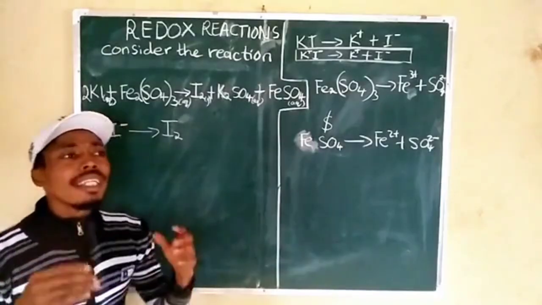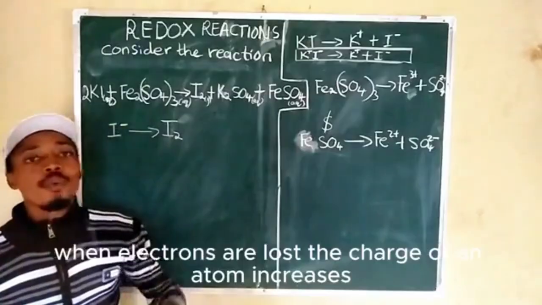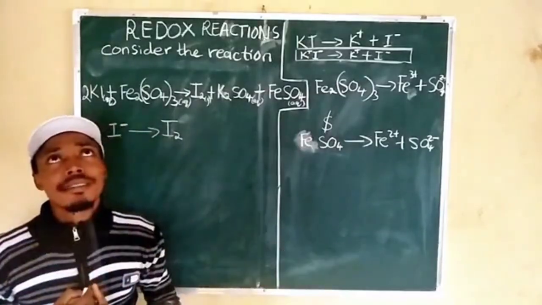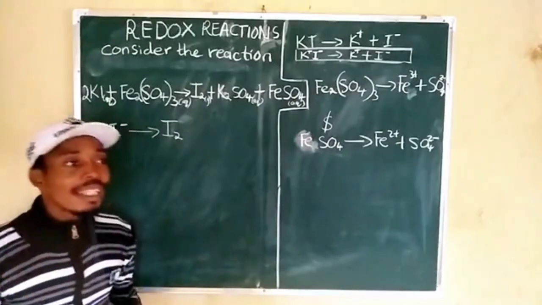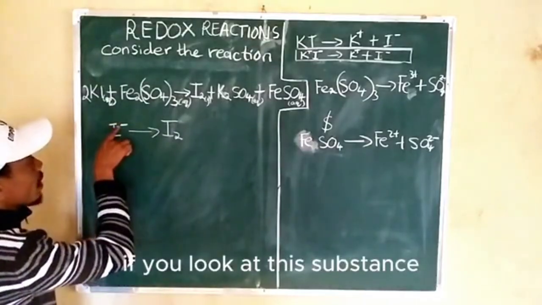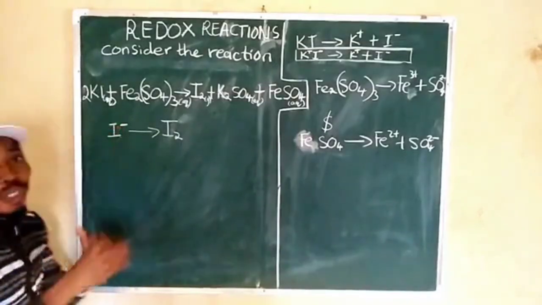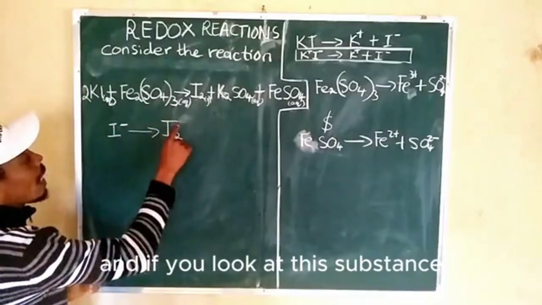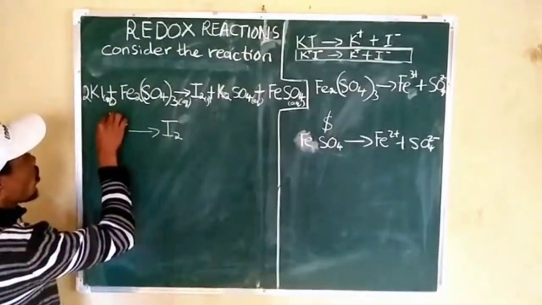Note this. If we say that oxidation is a process of losing electrons, when electrons are lost, the charge of an atom increases. That's the overall charge. And when electrons are gained, the overall charge of an atom decreases. If you look at this substance, the charge here is minus 1. Of course, it means the oxidation number is minus 1. We will talk about oxidation numbers as we proceed. Just stating. And if you look at this substance, the charge here is 0. That means the oxidation number is 0. The charge here is minus 1. Oxidation number is minus 1.